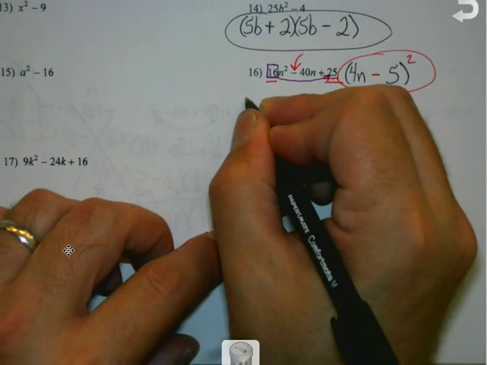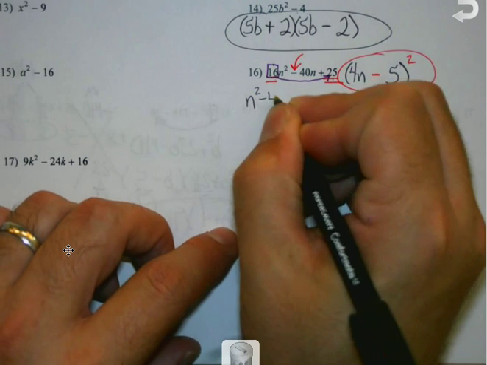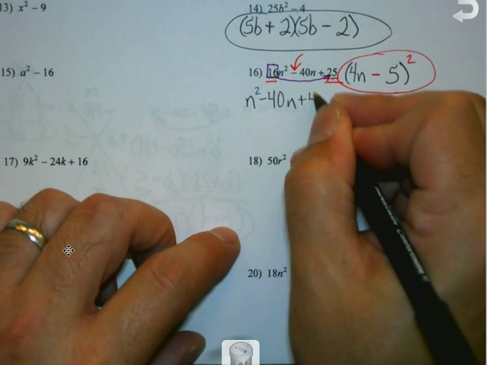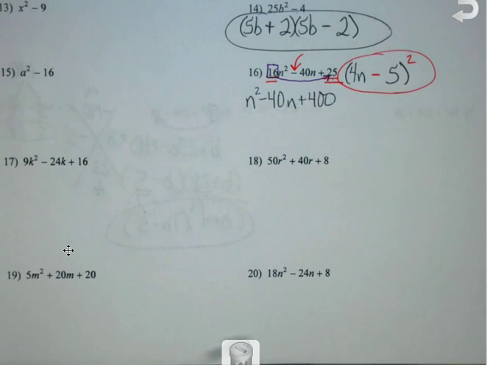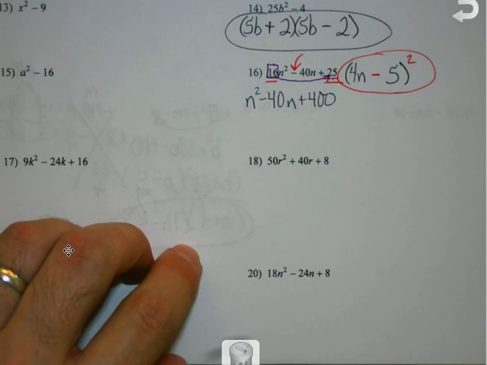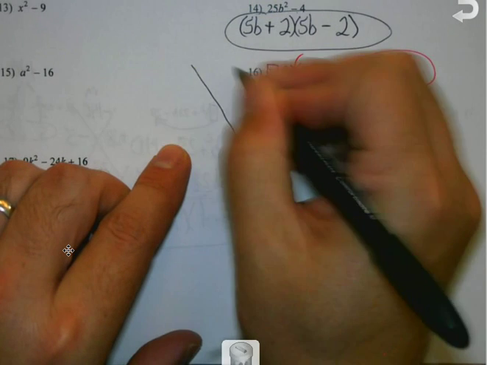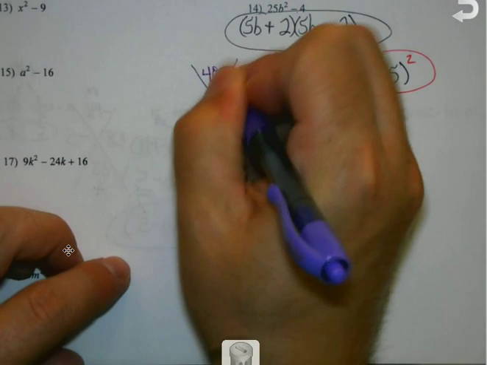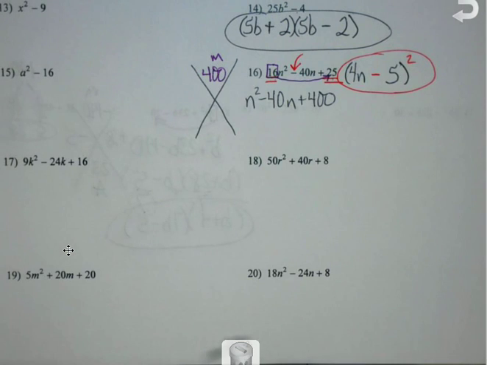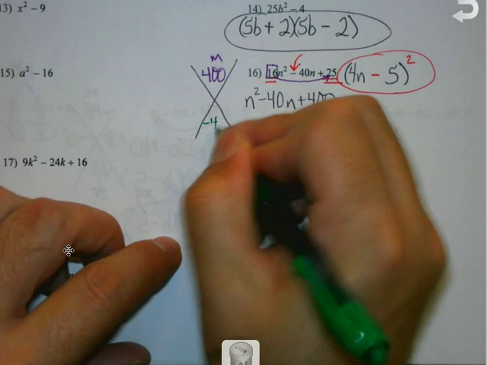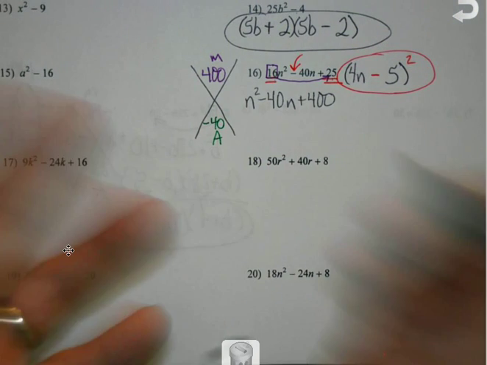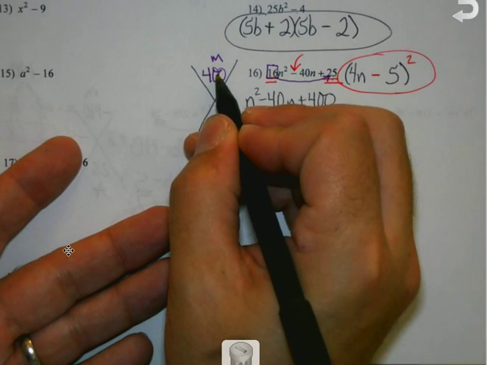Now some of you are like, oh my gosh, this is going to get kind of big with numbers. It is. 16 times 25 is 400. Ooh. This isn't going to be a whole lot of fun, because I'm multiplying to get positive 400 and adding to get negative 40. And I run through my normal process.